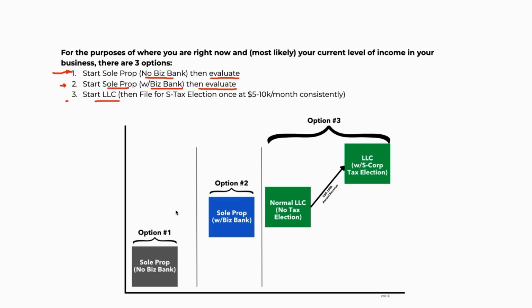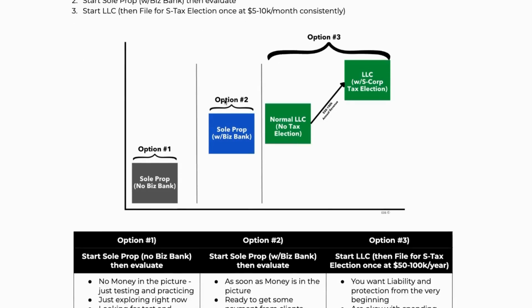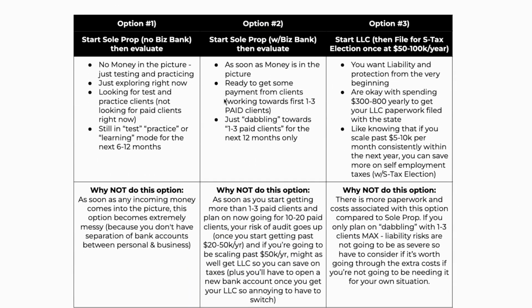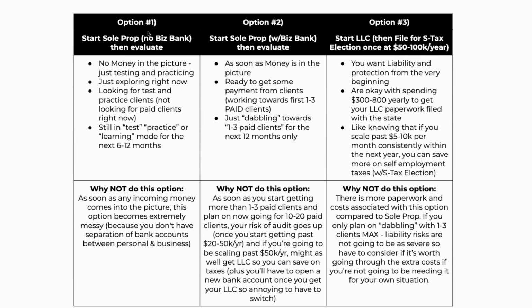Okay, so here's a visual representation of that. Option 1, option 2, and then option 3 is kind of like a transition here, right? So you start off as a normal LLC, no tax election, and then once you're at around $5,000 to $10,000 a month in monthly revenue, or $50,000 to $100,000 a year in annual revenue, you would then go ahead and get that LLC S Corp tax election, okay? So here's what it looks like in table format, and let me explain this a little more so that all of us are on the same page, okay? So option number 1, again, start sole prop, no business bank account, then evaluate. Where would this option apply?